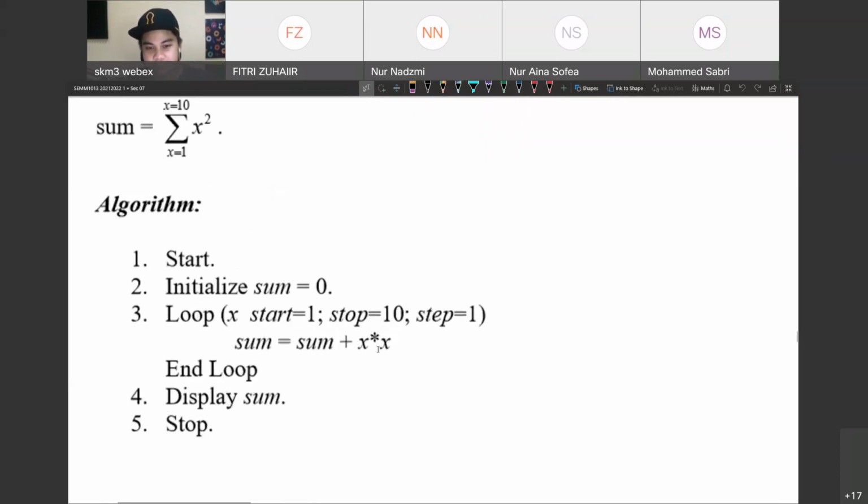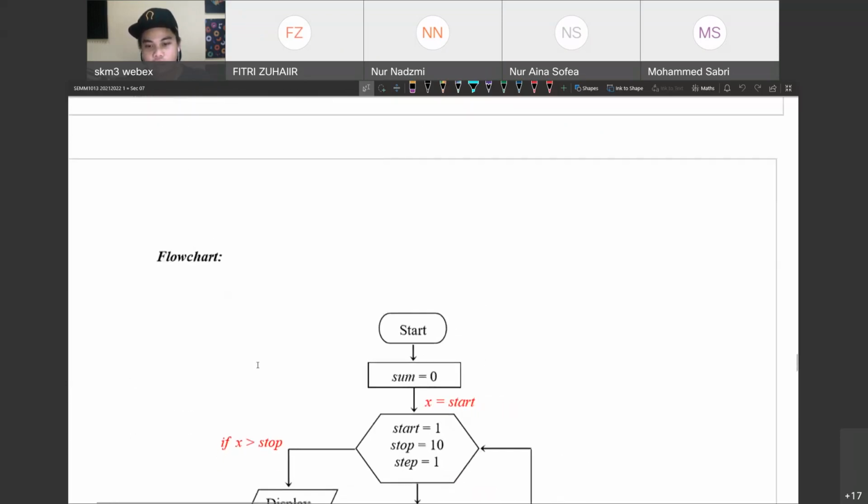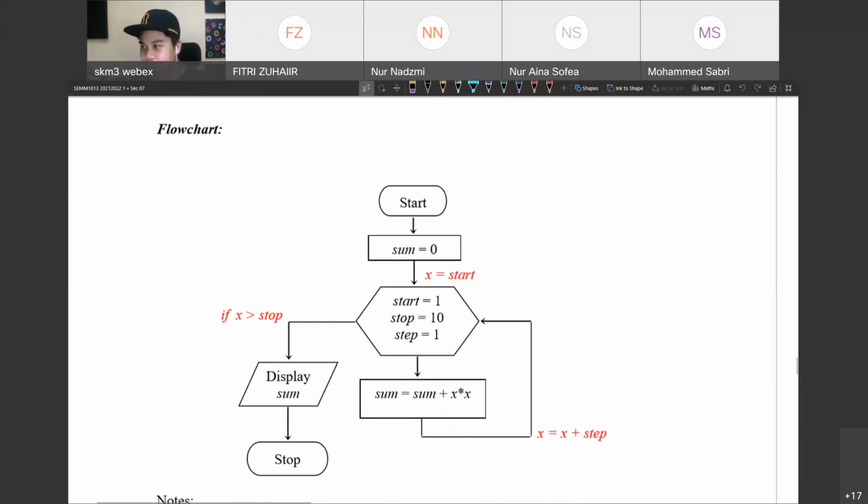So let's say x is equal to 1, okay? So 1 multiplied by 1 plus 0 is 1. So now the summation equals 1. It will go to the next loops until x equals 10. So end the loop, display the sum, stop the process. So how it looks, you can see here.